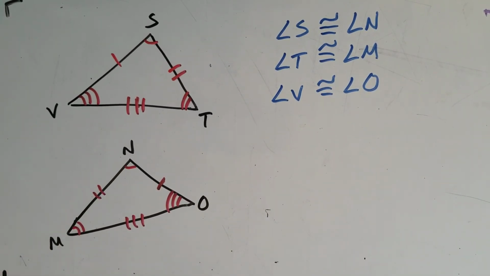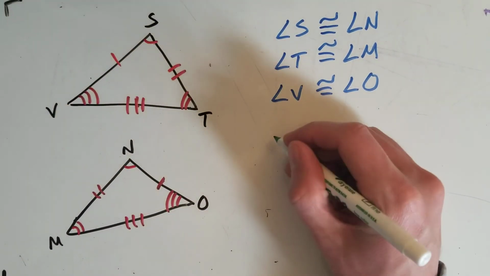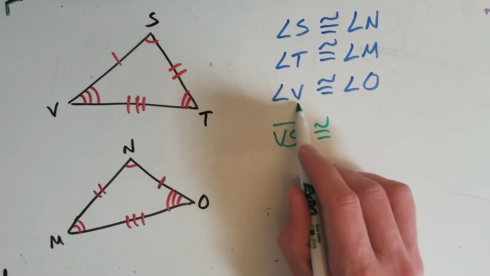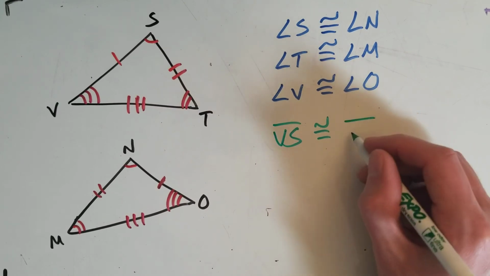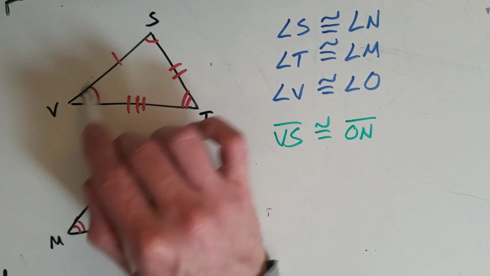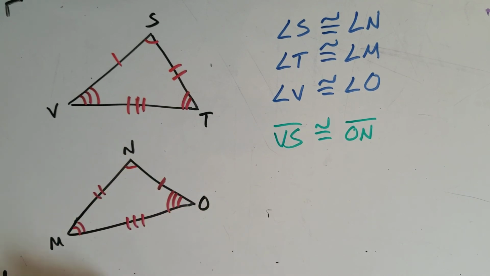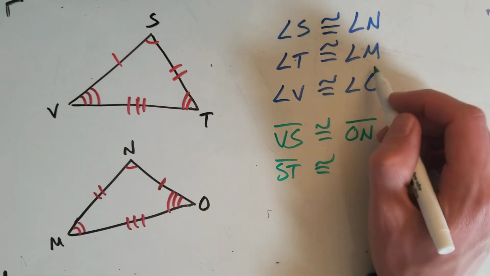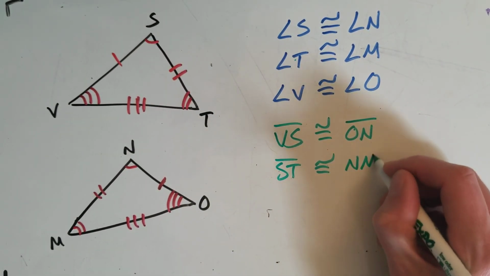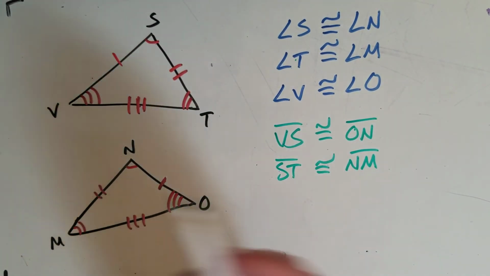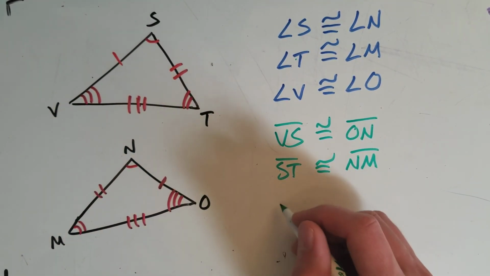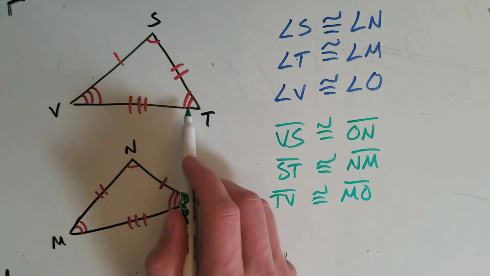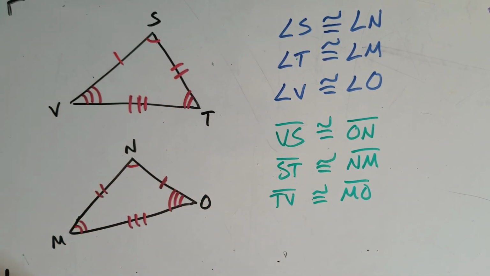And let's look at our sides now. Let's start with VS. You can use the figures, but I like to use the statements that you already wrote. VS would be ON. So segment VS goes with ON. You can double check. VS, ON, they both have 1 marking. Let's do ST next. So ST goes with MN. So NM, ST, they both have the 2 markings. And then we'll do TV at the end. So TV would go with MO. MO, they both have 3 markings, so that looks good.